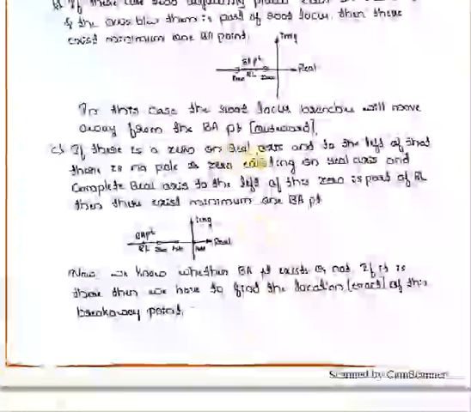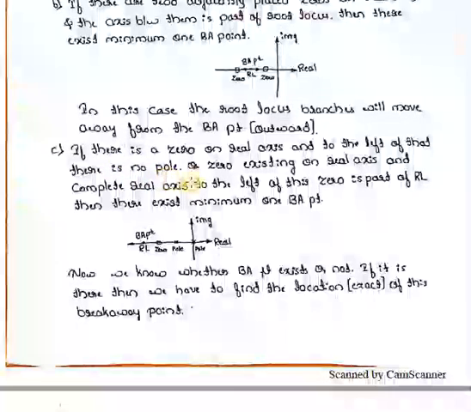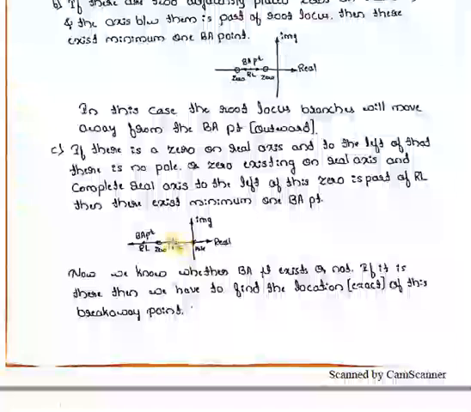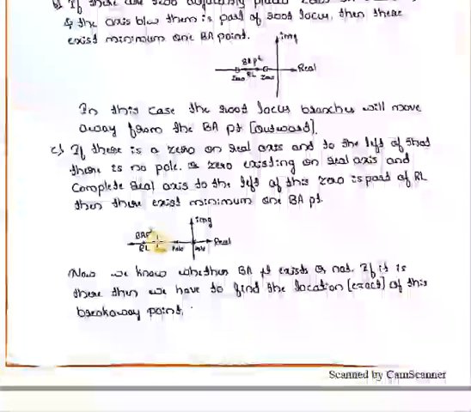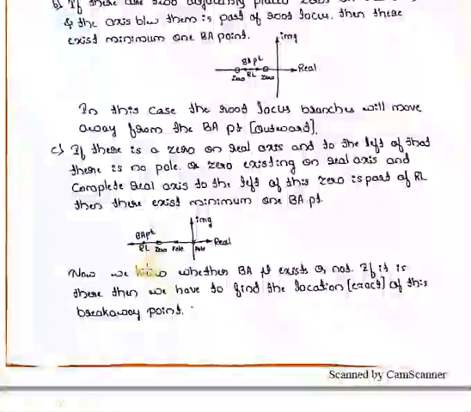If there is a 0 on the real axis, and the complete real axis to the left of this 0 is part of the root locus, then there exists a minimum of one breakaway point. Similarly, if you take this one as a 0 and this one as the pole, and after that it is tending to infinity, here also we can consider one breakaway point will exist. So now we know whether a breakaway point exists or not.